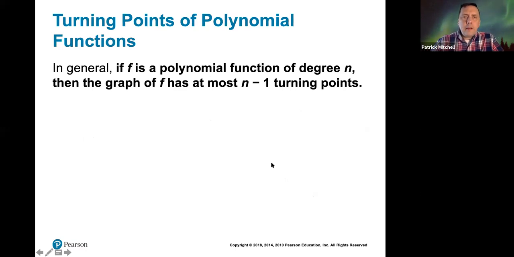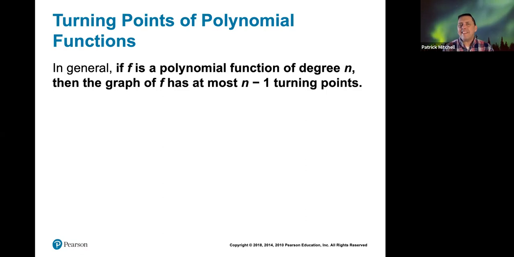All right, let's talk about turning points. In general, if f is a polynomial function of degree n, then the graph of f has at most n minus 1 turning points. So let me put a specific number in here and see if I can convince you of this. Suppose n was 6. The fact that f is degree 6 means that the most number of x-intercepts that this graph has is 6. All right, that would be if it factored into 6 different factors, each with an exponent of 1.